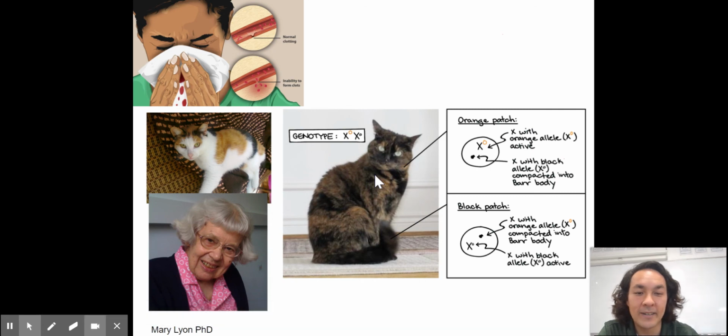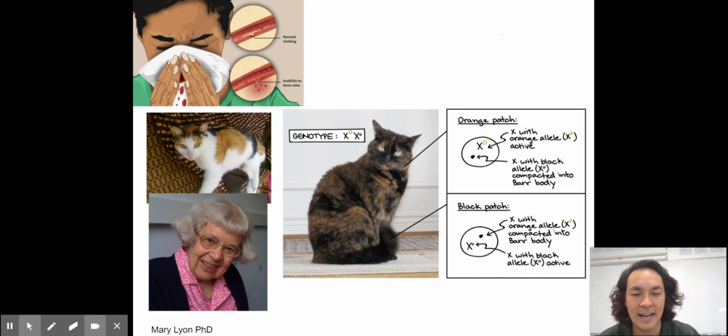Okay, so calico cats are pretty cool. We just adopted a calico cat, the one that was around the front doors of Tazem. The gene for coat color is on the X chromosome, and it can either be orange or black.